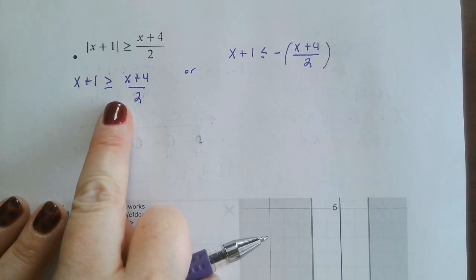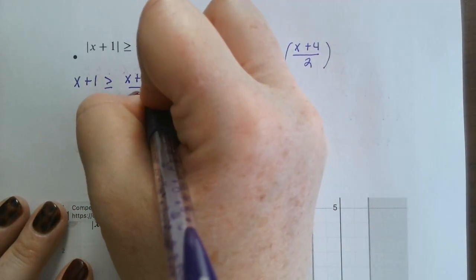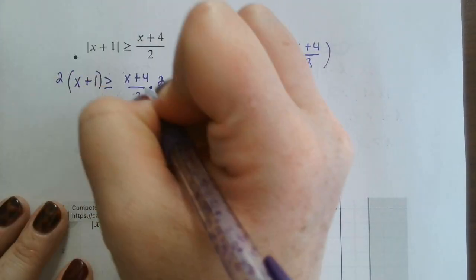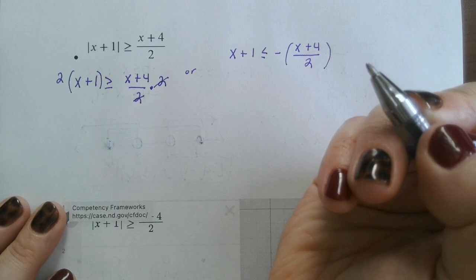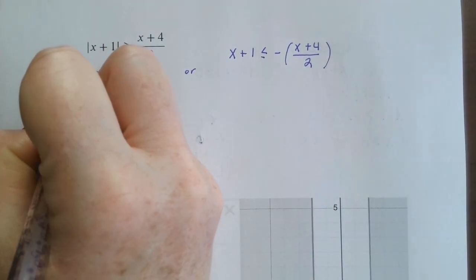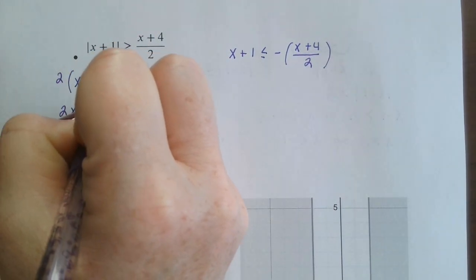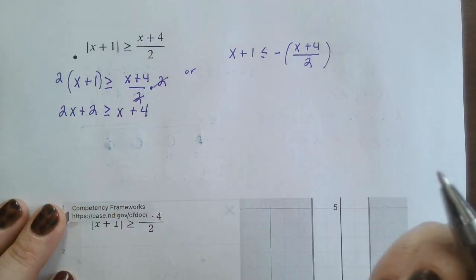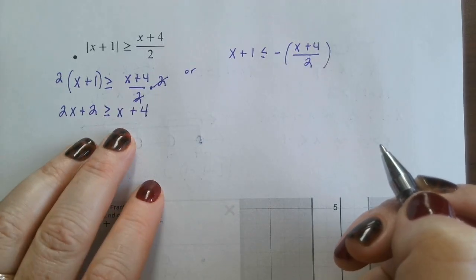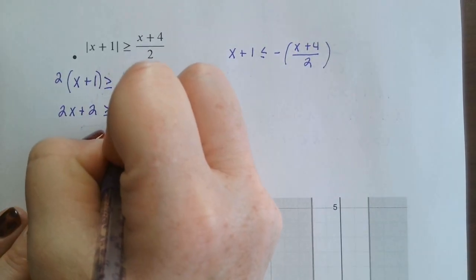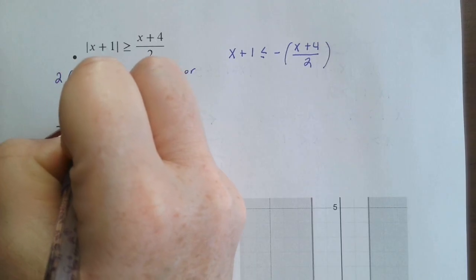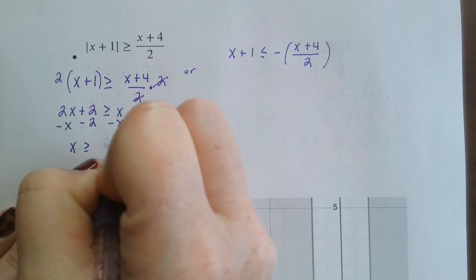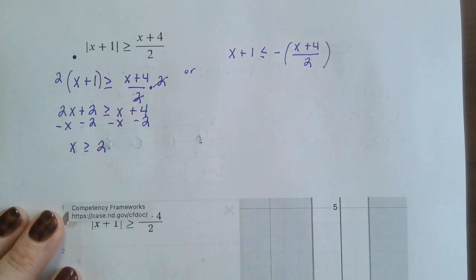I'm going to tackle this left side first. I'm going to multiply by 2 so that I can undo the fraction. And then distribution gives us 2x plus 2 is greater than or equal to x plus 4. I typically want to keep my x value positive, so I'm going to subtract x and then subtract 2, giving me x is greater than or equal to positive 2.